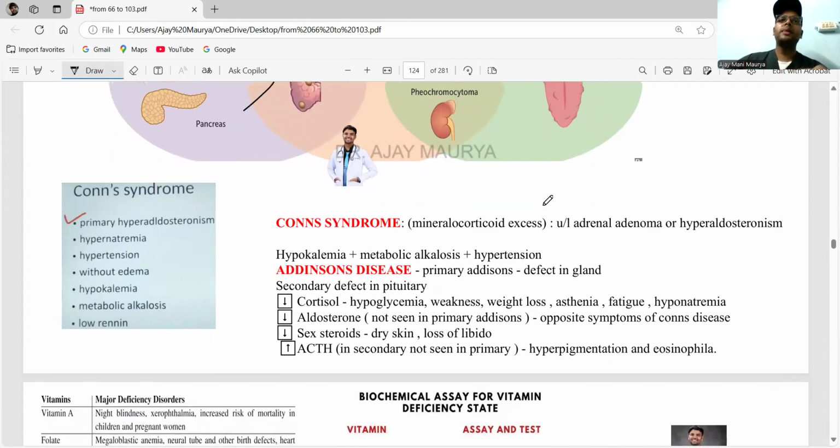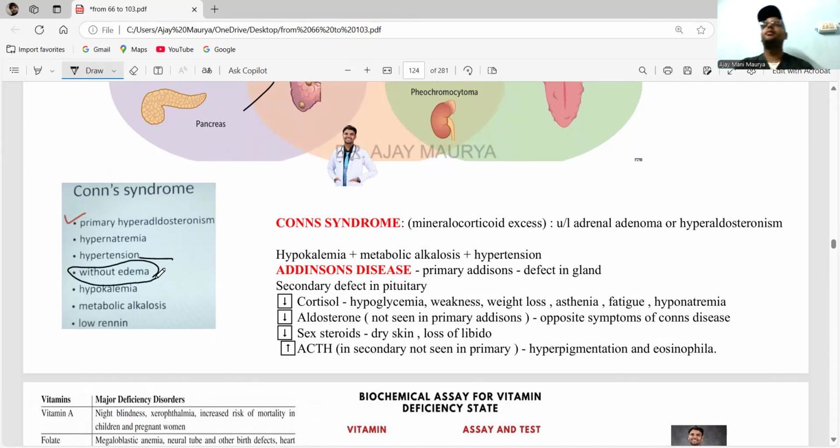Remember Conn syndrome. Conn syndrome is primary hyperaldosteronism. There is going to be more aldosterone. What is the function of aldosterone? It causes hypertension. It means there is sodium retention, more sodium, and obviously more hypertension. Remember, in Conn syndrome there is no edema.